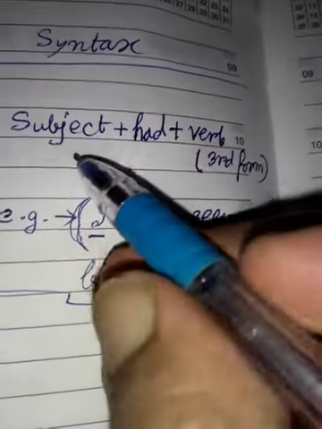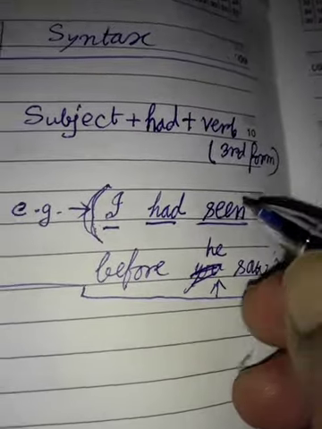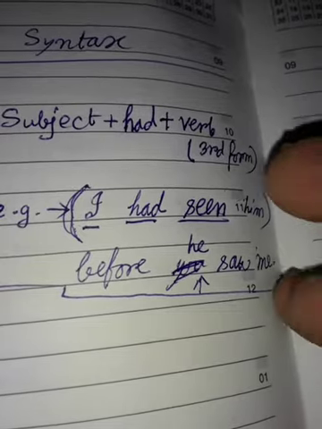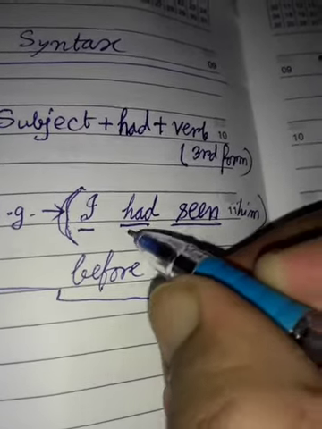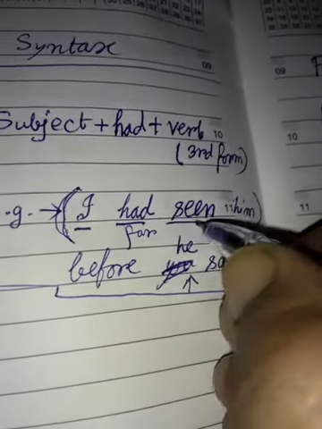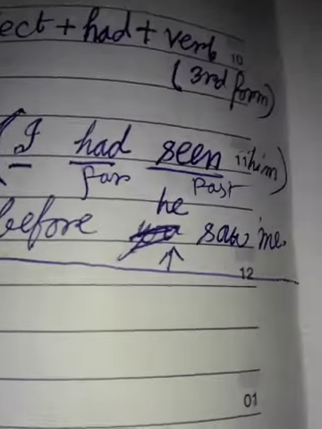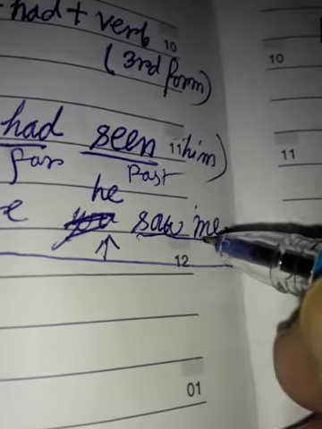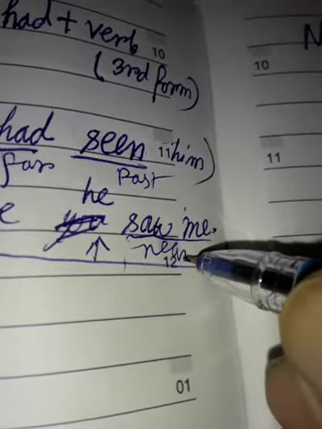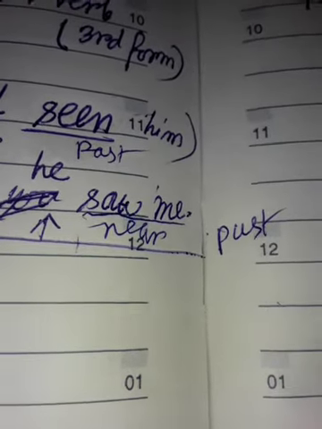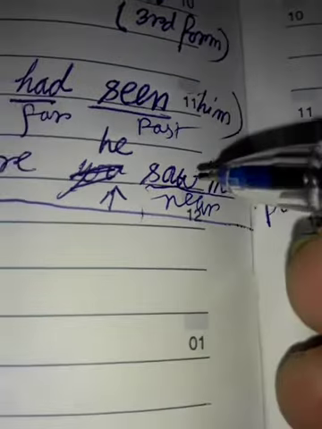I had seen him. Subject, had, and then the third form of verb. I had seen him. So that is far past, because it had happened earlier, before he saw me. So he saw me later. That is why it is near past. He saw me. It is near past because it happened later. And so I have written it in simple past.